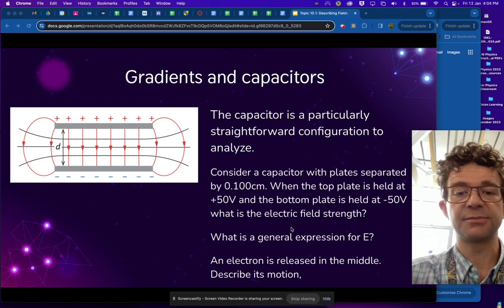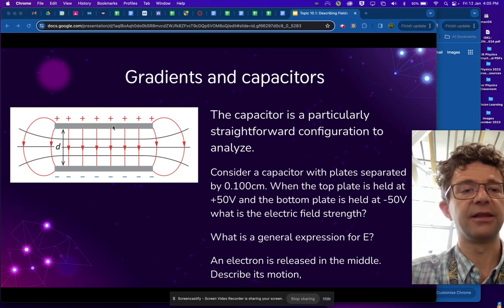A general expression for the electric field, if you knew what the difference in potential was and what the separation would be, is the change in potential divided by d, the distance between the plates. And then, of course, what's the direction? Well, it points from positive to negative.